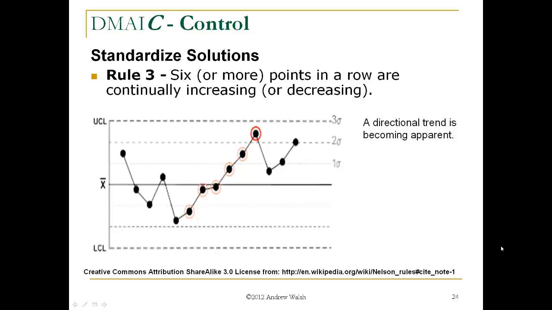Rule 3, 6 or more points in a row are continually increasing or decreasing. There's a directional trend becoming apparent at this point. Something is drifting.